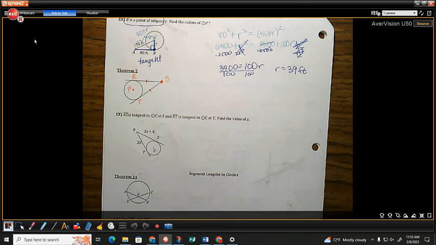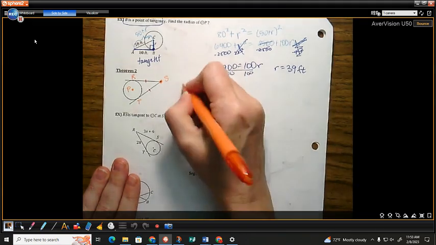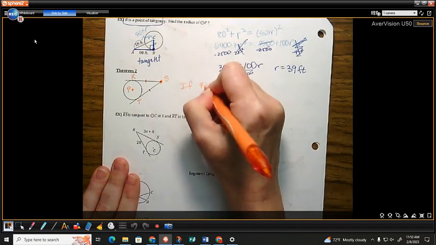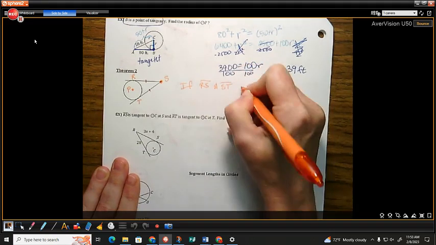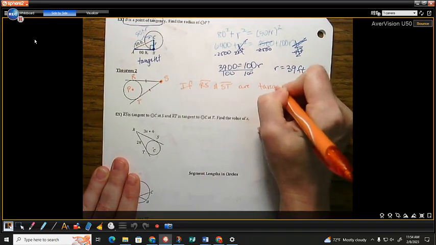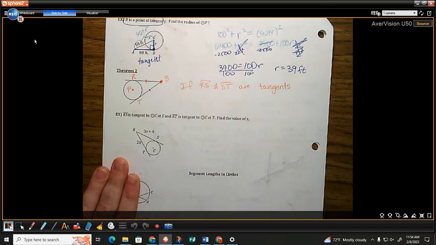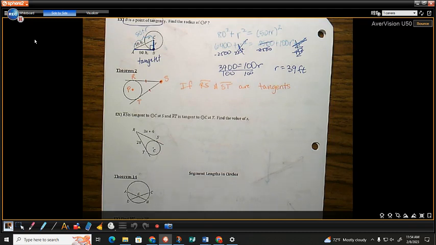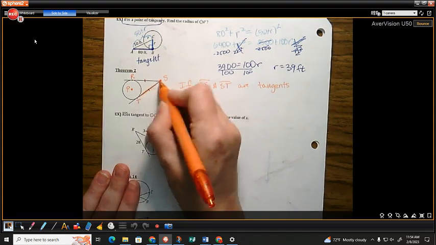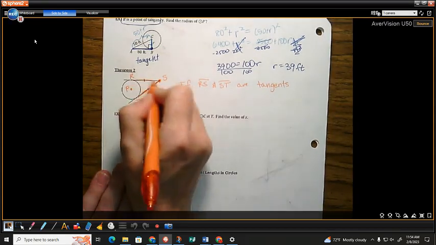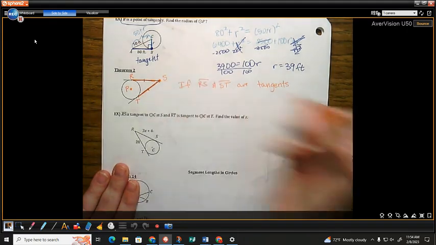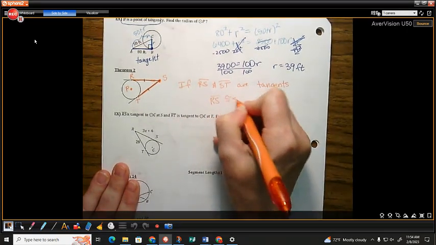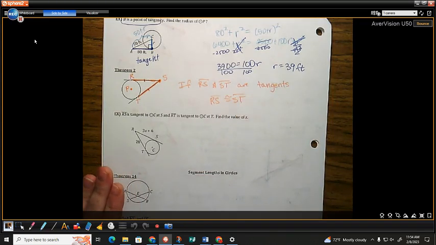Okay? So, what this theorem says is if RS and ST are actually tangents, and in this case it's talking about tangent segments, then this outside piece has to equal that one. They have to be congruent. RS is congruent to ST. What if they aren't tangents? Then they're not congruent.